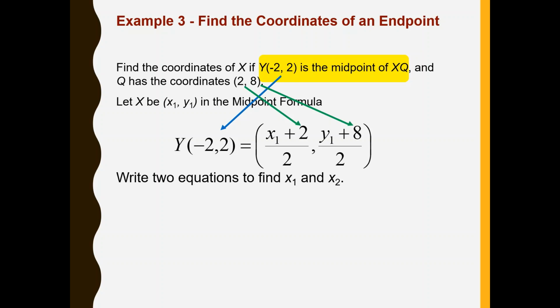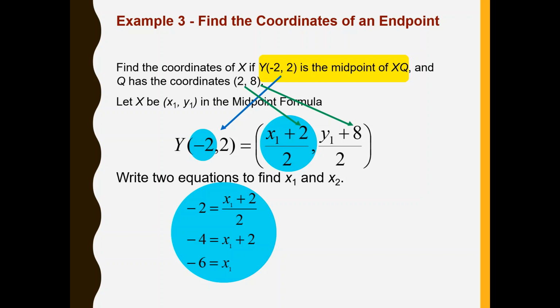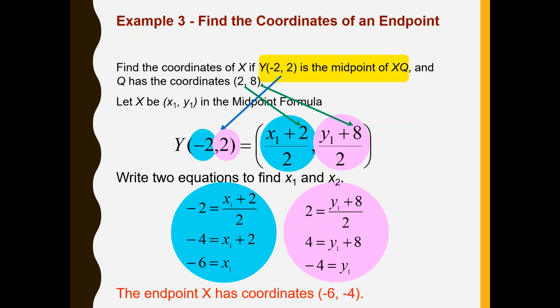From this, we can set up two equations. The first equation will allow us to solve for x1. To solve this equation, we'd multiply both sides by 2, and then we'd subtract 2. Second equation. To solve, we would multiply both sides by 2 and subtract 8. The endpoint x has coordinates -6, -4.